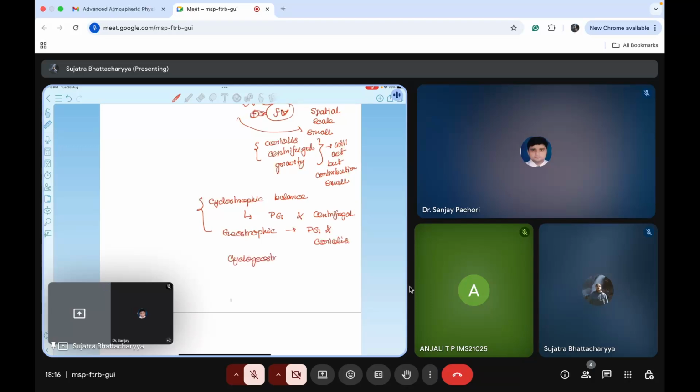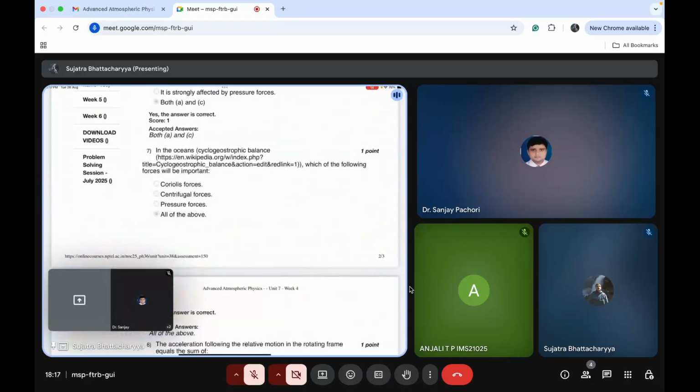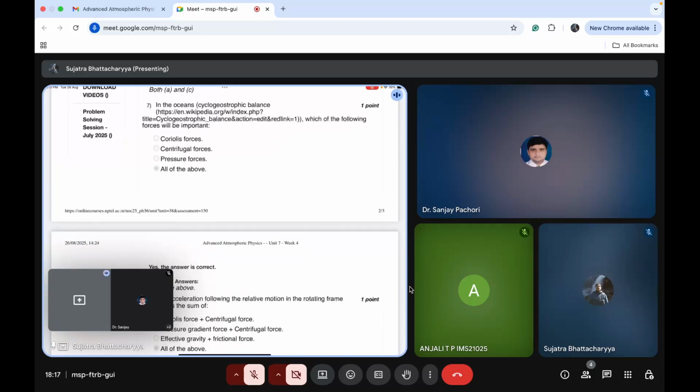Cyclogeostrophic balance is as good as your gradient wind balance. Why? Because it consists of both the balance of pressure gradient and centrifugal force, and pressure gradient and Coriolis force. So all these three forces should be involved in the cyclogeostrophic balance. If you come back to the question, all these three are the correct options. So this is the cyclogeostrophic balance.